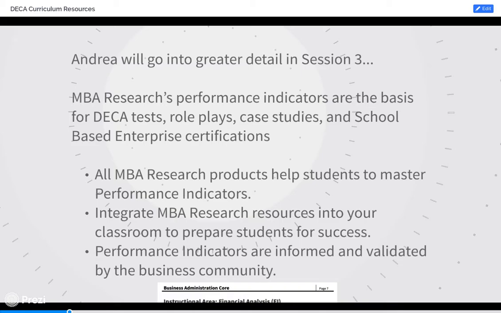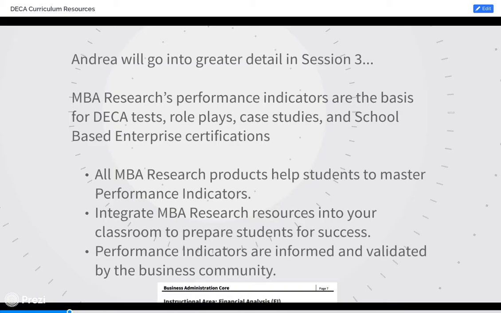Regardless of what event you're competing in with DECA, whether it be a test or a role play or case studies or the SBE, they will follow the MBA research performance indicators. All of the MBA research products help students master those performance indicators. If you integrate MBA research resources into your classroom, then you will also be preparing your students for success at DECA. The performance indicators are informed and validated by the business community.